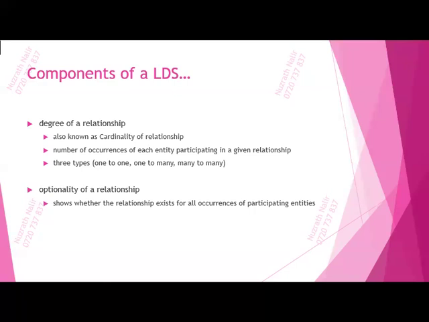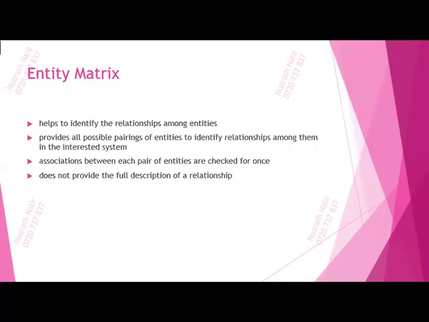3:30 to 7:30. I hope you will come for that. Optionality of a relationship. We will also discuss the EER diagram, the extended entity relationship diagram. Okay. So these are the contents that we are going to discuss. So an entity matrix. That helps to identify the relationship among entities. Because we know the entities: customer, supplier, cashier, internal entities, the vendor, and so on.